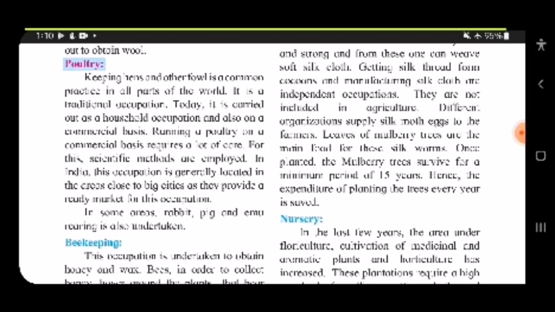Okay. Running a poultry on a commercial basis requires a lot of care. To keep different kinds of birds like chickens, turkeys, rabbits, it needs a lot of care. You can't just ignore them, you have to take care. For this, scientific methods are employed. In India, this occupation is generally located in the areas close to big cities as they provide a ready market for this occupation. In some areas, rabbit, pig, and emu rearing is also undertaken. That means in some parts of India, rabbits, pigs, and emus are also reared.